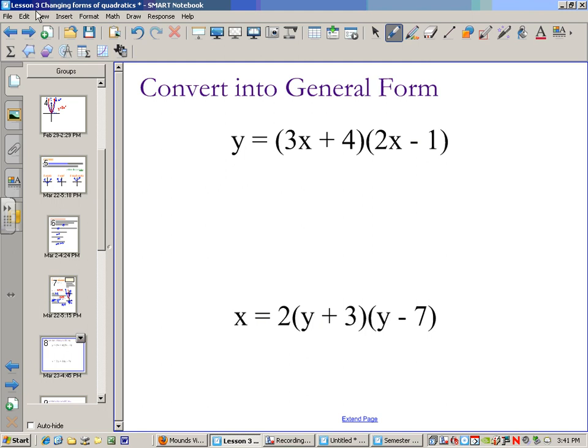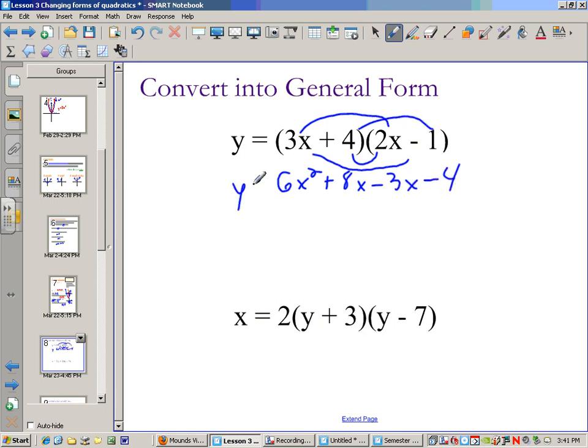All right, now if we want to convert these to general form, all we have to do is do our foiling. So this would be 6x squared plus 8x minus 3x minus 4. And we can take it one more step and combine the x's. So 6x squared plus 5x minus 4. So now we went from factored to general.